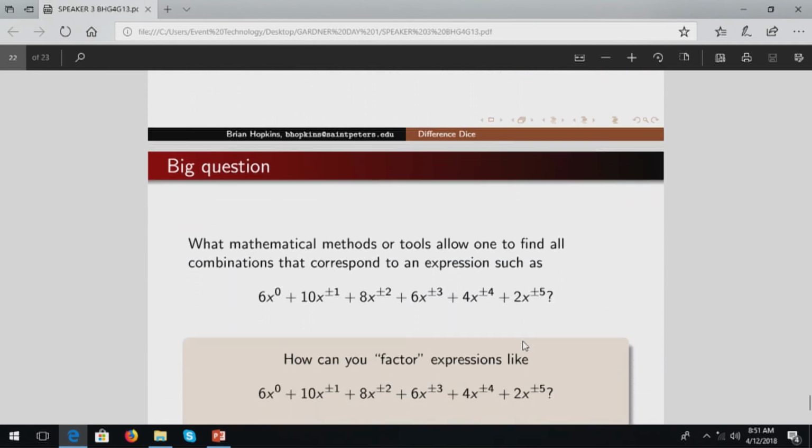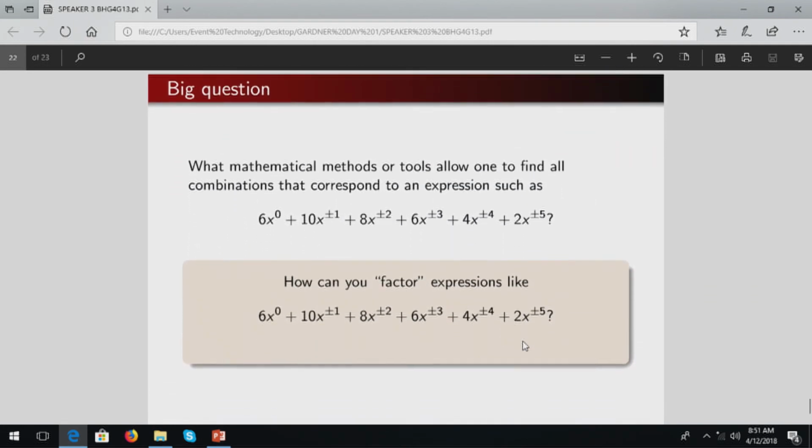So my ending note is not a big conclusion or anything, it's a big question. What are the mathematical tools or methods that can allow us to find all the combinations that correspond to an expression like that? Or a little bit more pithily, how can you factor such an expression? I'd love to know. This is small enough you could do it with a computer, but in general, you'd like to have a better technique. And if you have any ideas, I'd love to hear them.